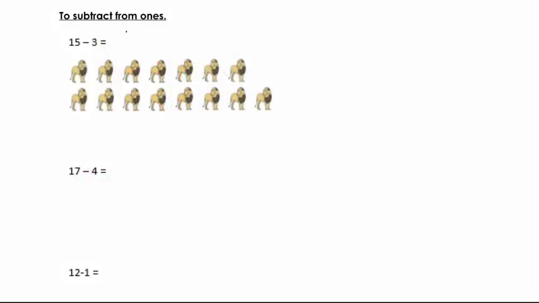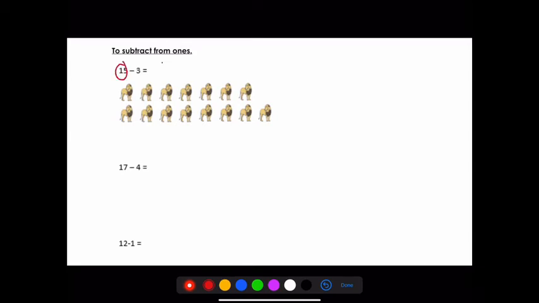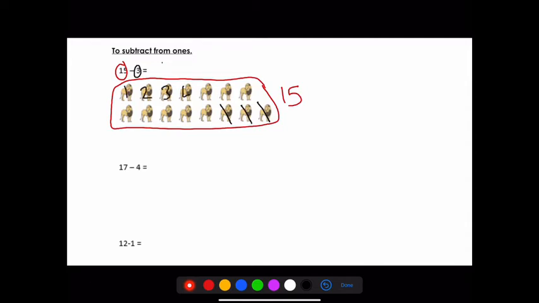Now let's have a go at solving these ones together. 15 subtract 3. And we already have our pictorial representation ready for us. We're going to start with 15 because this is our whole. This is how many lions we have all together. And remember, when we subtract, we always start with the biggest number. Then we're going to subtract 3 lions and we're going to cross these 3 lions out. 1, 2, 3. And now we need to find out how many are left. So we know that 15 subtract 3 equals 12.